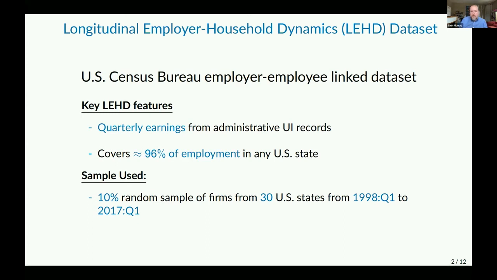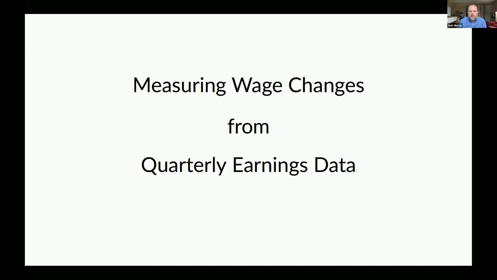US state. For this analysis, I'll be using a 10% random sample of firms from 30 states, covering the period from the first quarter of 1998 through the first quarter of 2017. So now I'll turn to presenting the actual methods that can be used to extract workers' unobserved nominal wage changes from their observed quarterly earnings data.